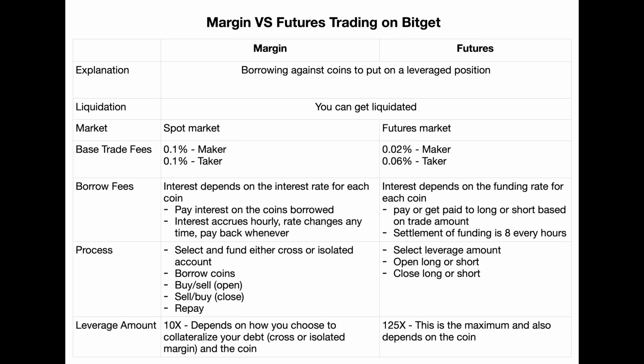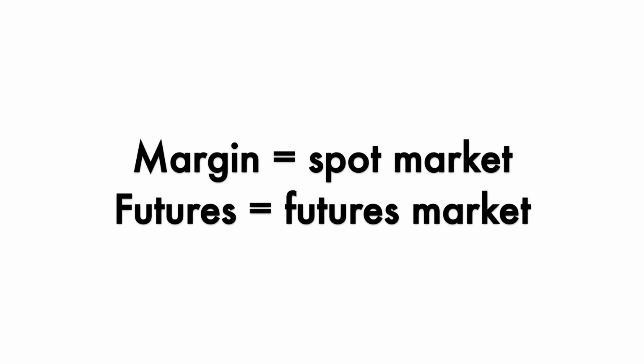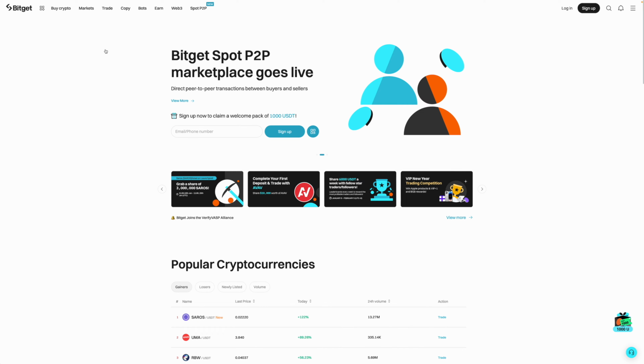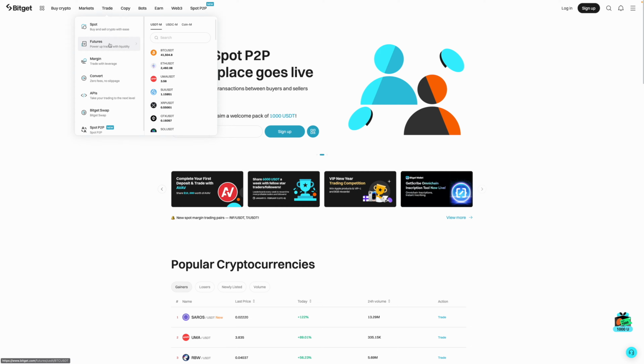Let's now take a look at the differences. So the first difference is the market that they're traded on. Margin trading uses the spot market while futures trading has its own market. So if I go to Bitget, you can see that if I hover over trade, there's spot and futures. They're both different markets, each with their own order book, liquidity, and chart.